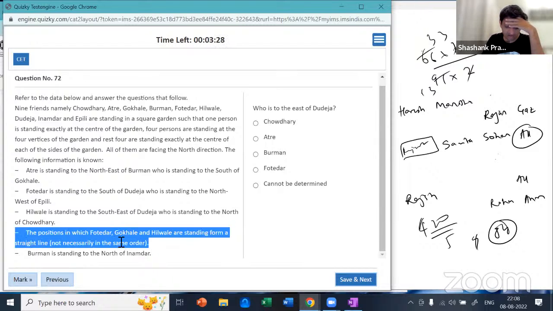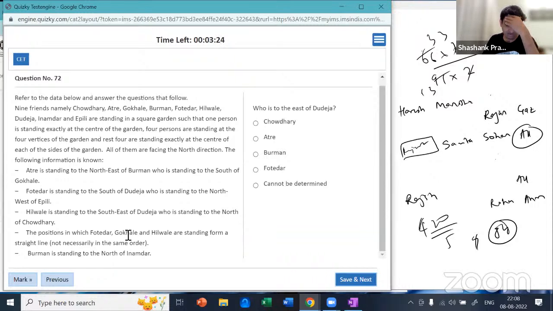Okay, so Dudeja is not here. Fotedar, Gokle, some Hilwale is there, doesn't matter. So it's either the first one or the third one. Hilwale is southeast of Dudeja. So not in the same order. Okay, so Dudeja is either, Hilwale should be here, whatever. Dudeja is northwest of Ipili. So this one. Fotedar is below, doesn't matter.